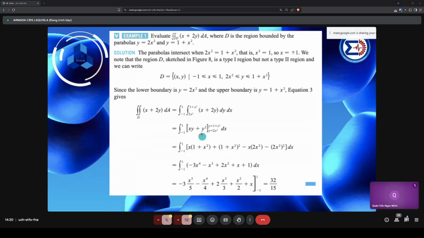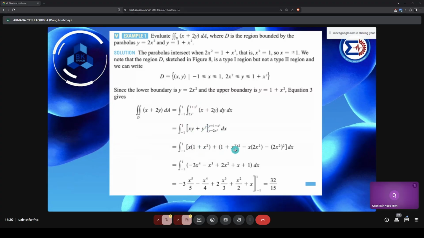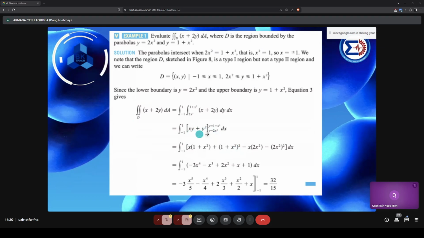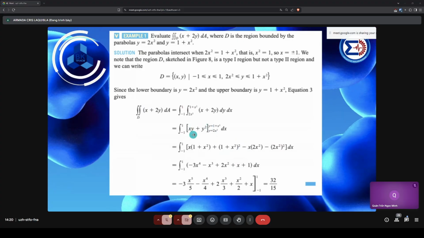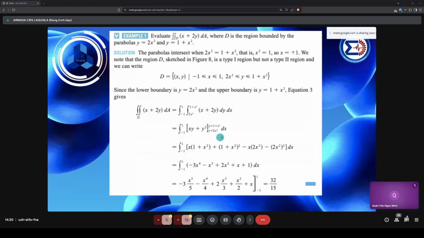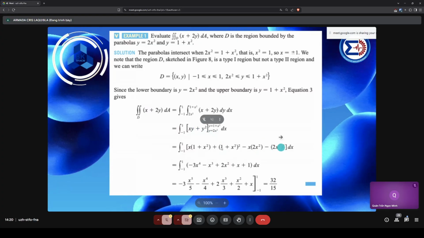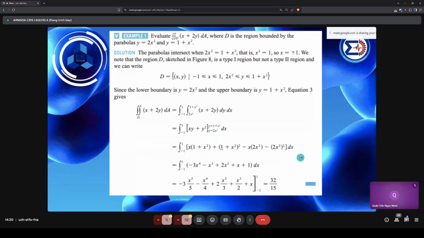X times this is your y, plus your y squared. This is your y squared. Now substitute the 2x squared down. This becomes minus. So minus x, substitute here in your y, so x times 2x squared. And then minus also, again, you substitute the 2x squared squared, and you have there now dx.